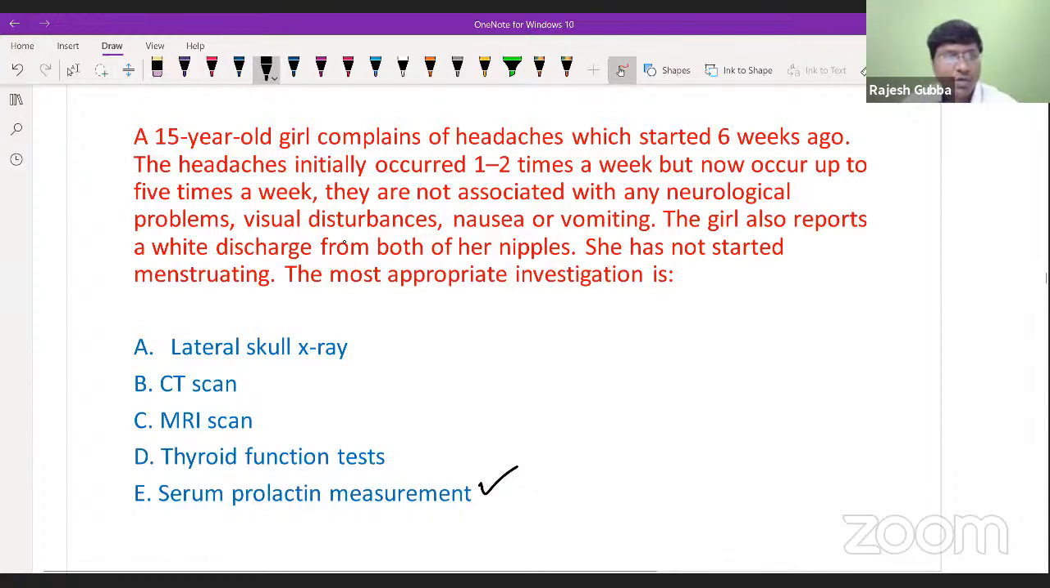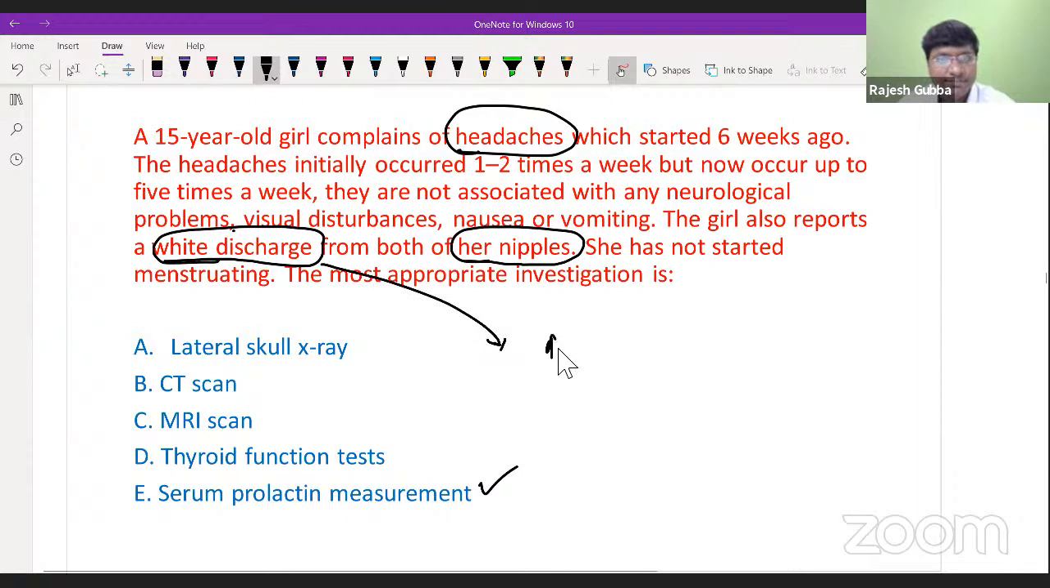Okay. So what is the main important history here? The very important history is headache. And the other important history is white discharge from both of her nipples. So what is this suggestive of? This is suggestive of hyperprolactinemia.